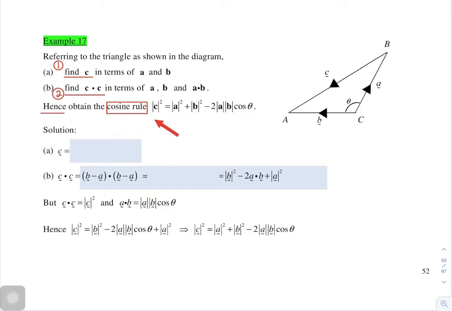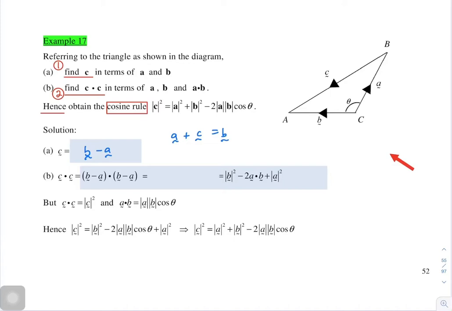the cosine rule. And from secondary school, the cosine rule is that this length squared is equal to this length squared plus this length squared minus 2 times this length times this length and the cosine of the angle in between. Alright, so let's take a look at how we can find the vector C first. Now the vector C is this, so you can actually do a triangle law. By using the triangle law, we can see that A plus C is equal to B. Therefore C must be equal to B minus A. So that is quite easy to find.